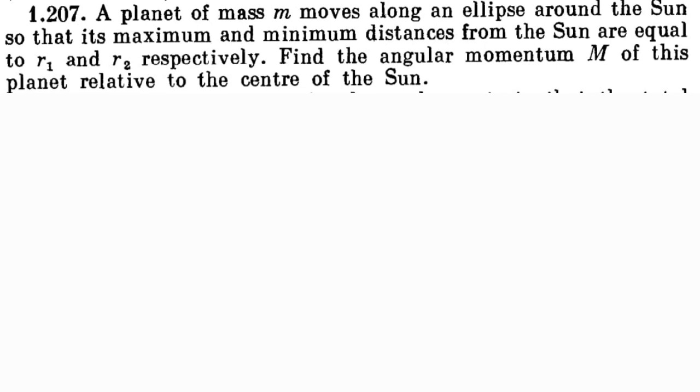So let us begin with the ninth problem in this series. The ninth problem in this series is problem number 1.207, and the problem is stating: a planet of mass small m moves along an ellipse around the sun so that its minimum and maximum distances from the sun are equal to r1 and r2 respectively. Find the angular momentum of this planet relative to the center of the sun.